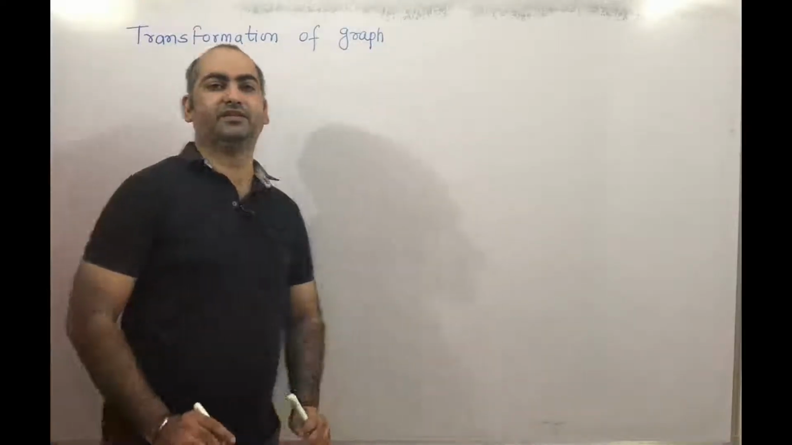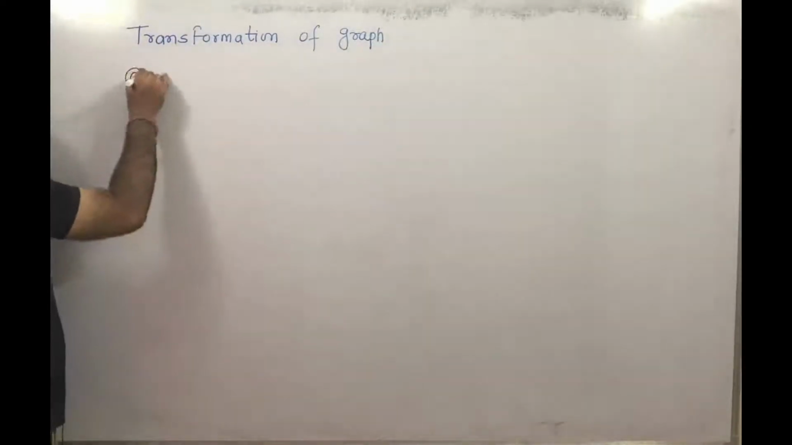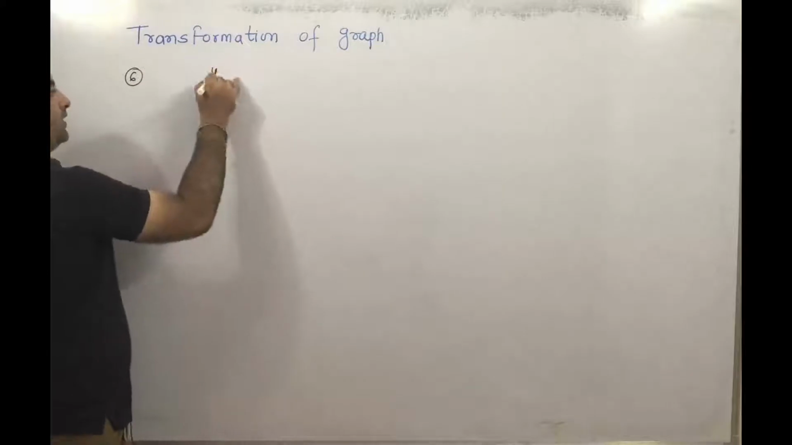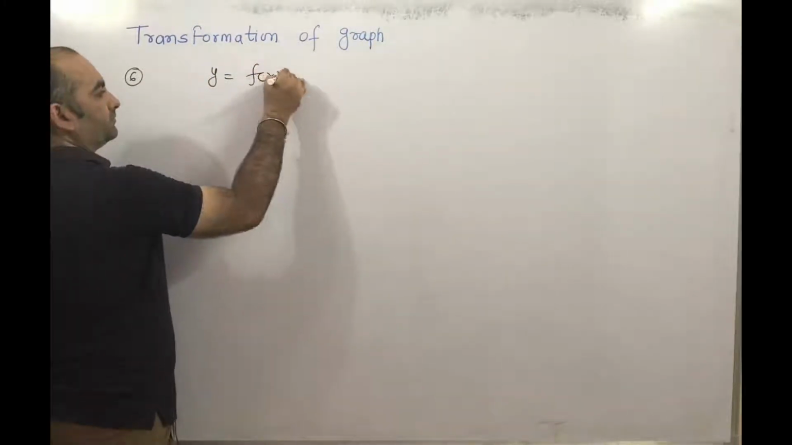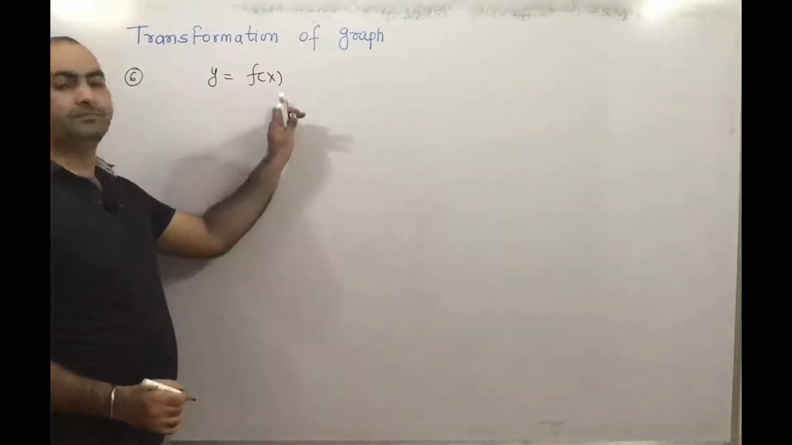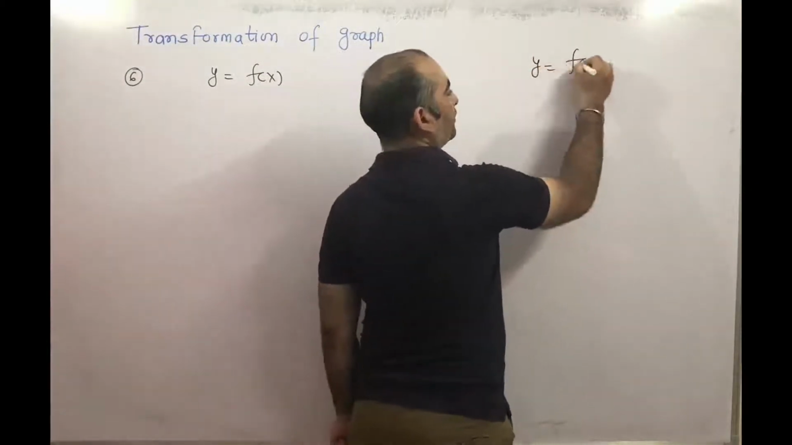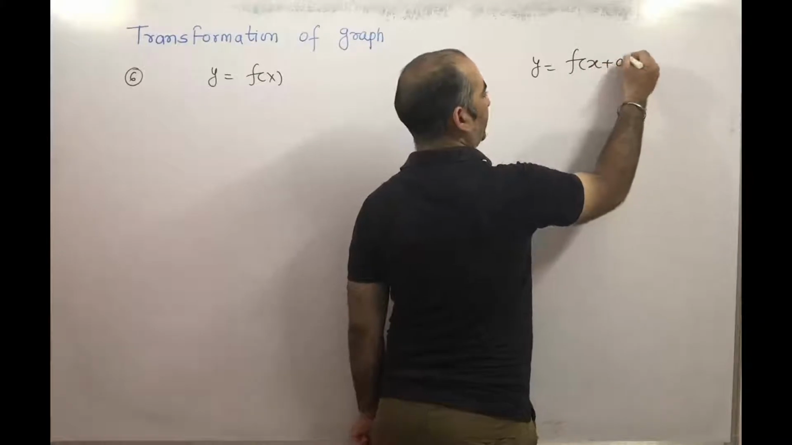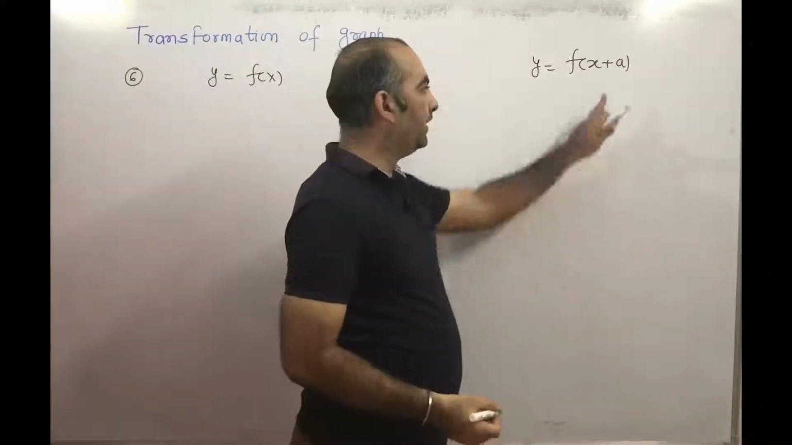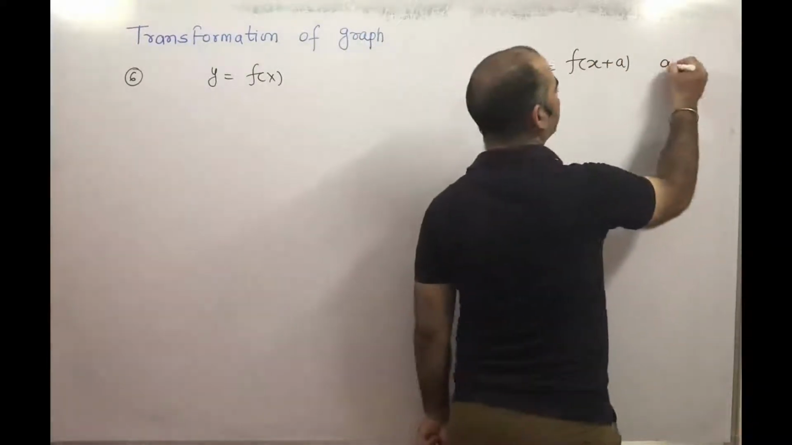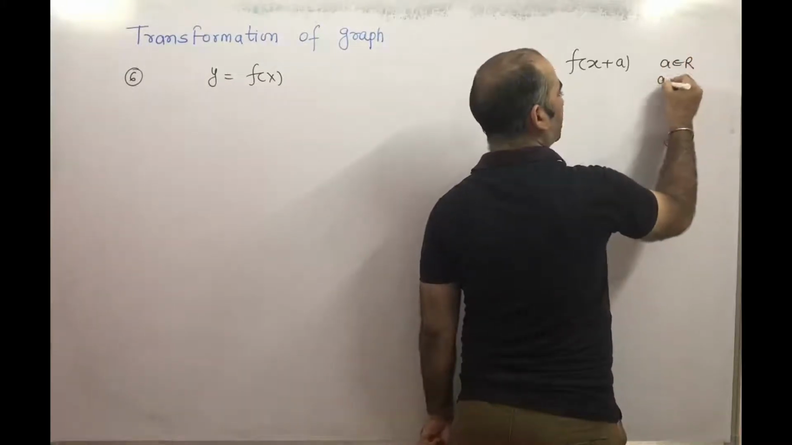Next we are discussing the sixth point. The sixth point is what? We know the y equal to f(x) graph. Then we want to draw the graph of y equal to f(x) plus a, where a belongs to R. a is a constant.